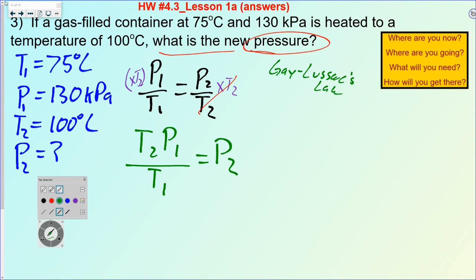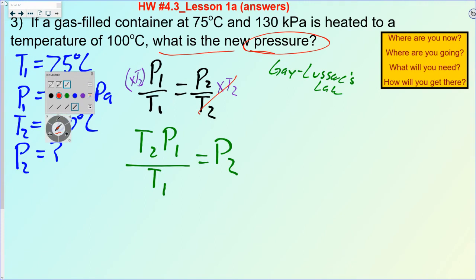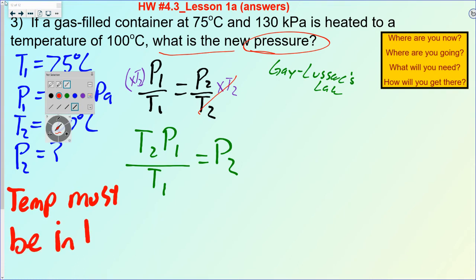Now before we can put our numbers into the equation, we have to make a change. There's an important rule about pressure and about gas laws that we have to always follow. And that is that temperature must always be in Kelvin. So how do we get there?